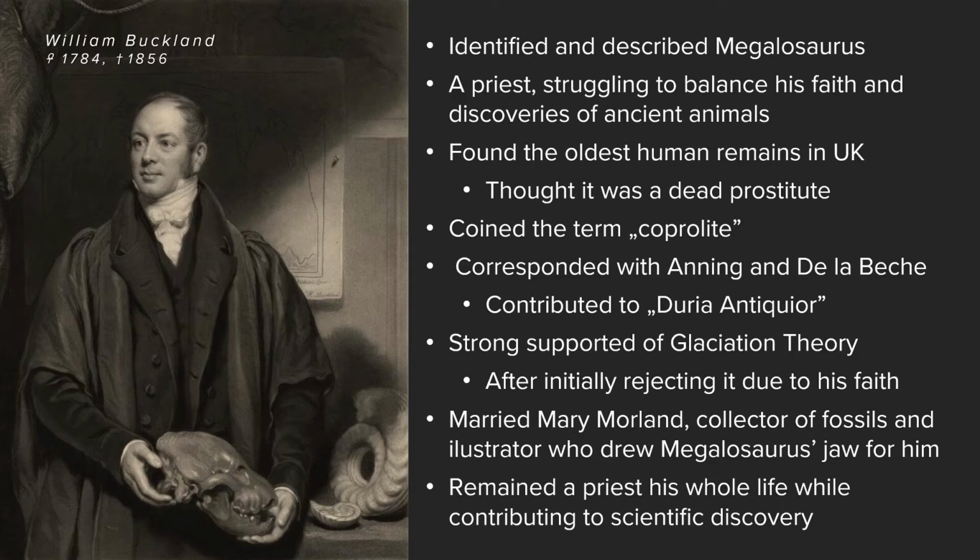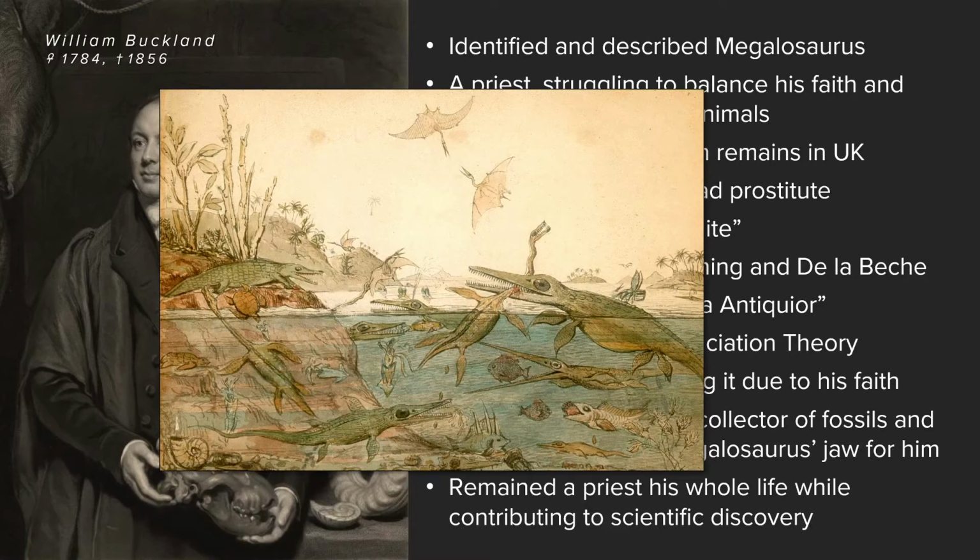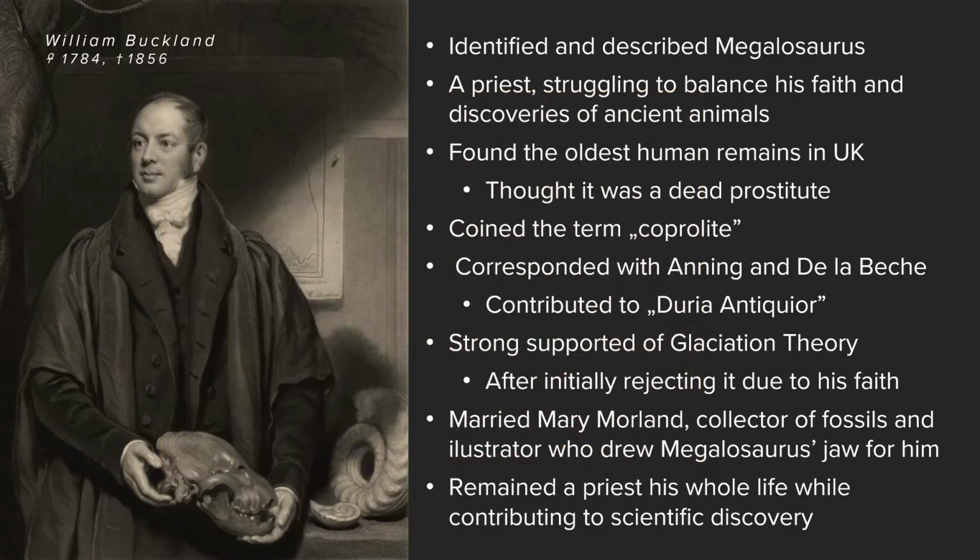He's the person who coined the term coprolite, so it's thanks to him that we don't refer to dinosaur poop as dinosaur poop, but we actually have a scientific term. And he actually cooperated in the creation of this piece of art. So this is called Duria Antiquor. I mentioned it before. This is the first piece of paleo art ever created. He was also a strong supporter of the glaciation theory. So this is the guy who actually came up with the idea that we used to have those glaciation periods, those ice ages. Even though actually first he rejected the idea when it was floated to him.